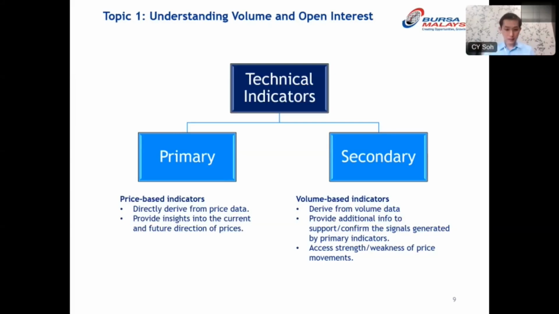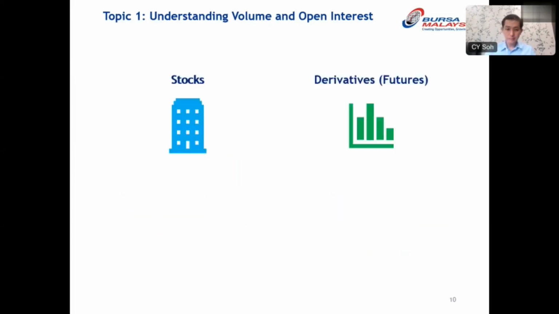among market participants. It's important to take note that although secondary indicators are useful, they should not be used in isolation. You cannot use a secondary indicator as standalone, because secondary indicators are most effective when used in combination with your primary indicators such as trend lines, chart patterns, and even fundamental analysis for you to make well-informed trading decisions. Now, you need to understand the differences between stocks and futures.